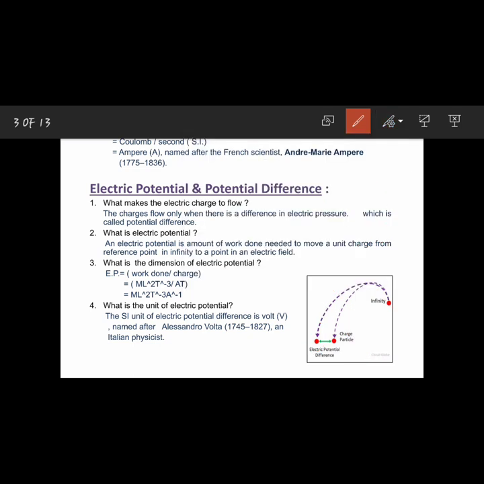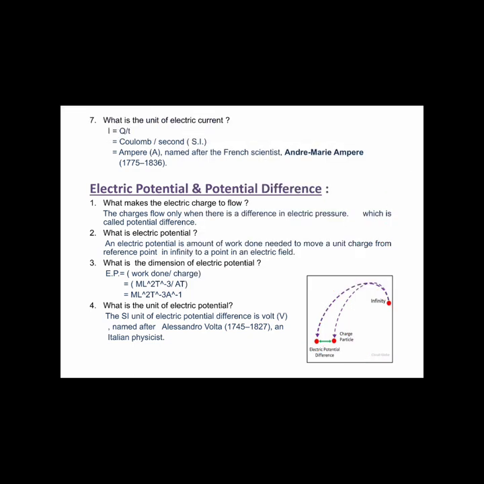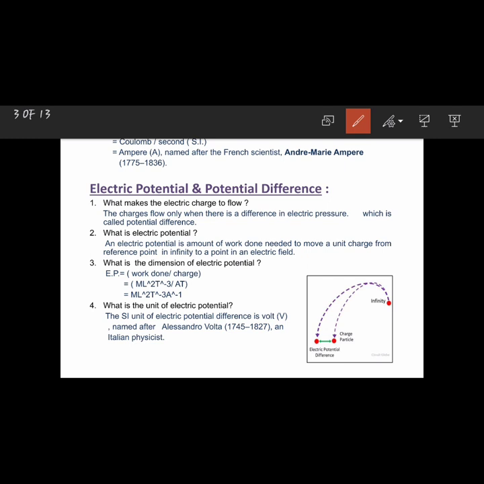Now, what is the dimension of electric potential? Electric potential is work done upon charge. The dimension of work done is ML squared T to the power minus 2 and the dimension of charge is AT. So the dimension of electric potential is ML squared T to the power minus 3 A to the power minus 1. What is the unit of electric potential? The SI unit of electric potential difference is volt, named after Alessandro Volta, an Italian physicist. Now, what is volt? When 1 joule of work is done to move a 1 coulomb charge from infinity to a point in an electric field, it is called 1 volt.